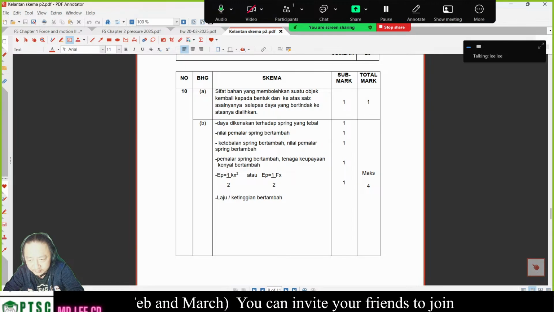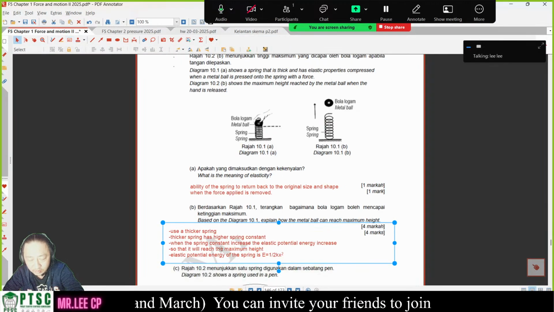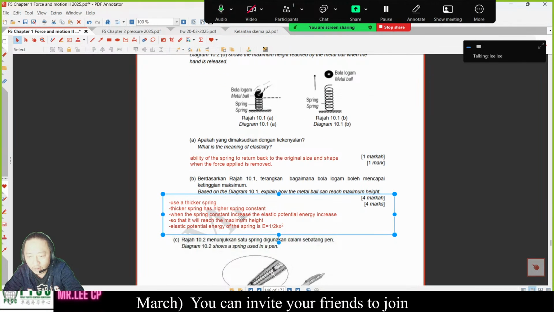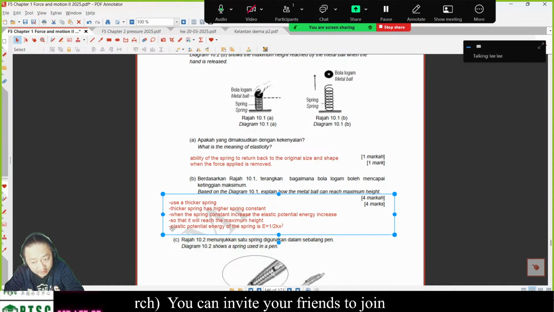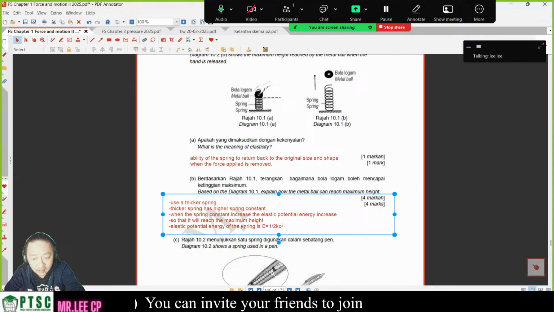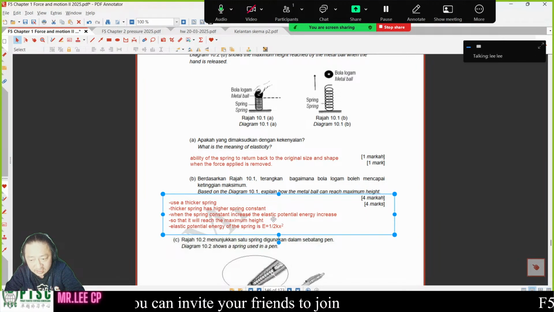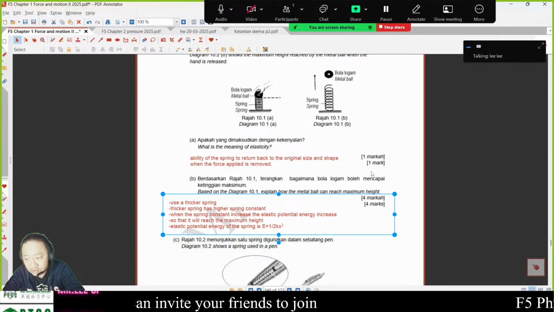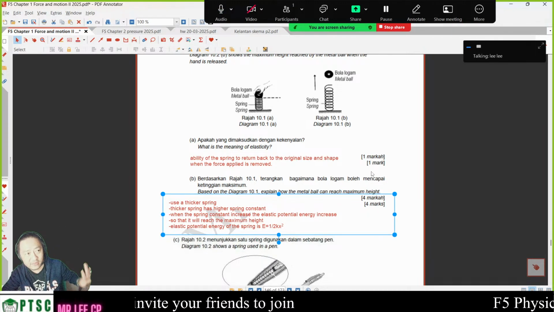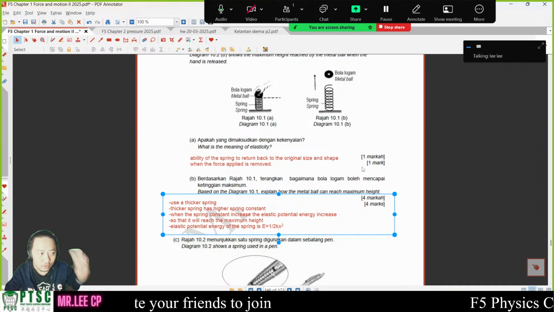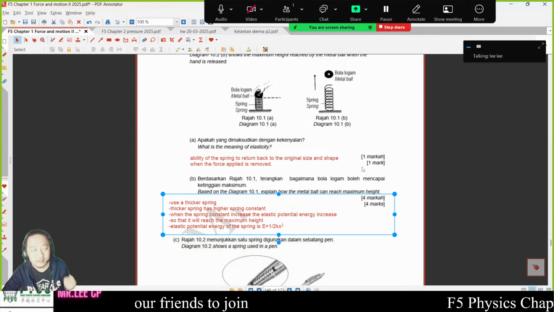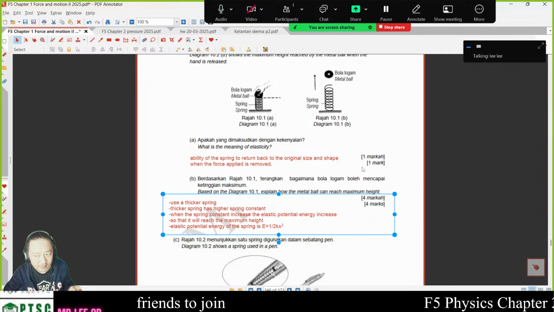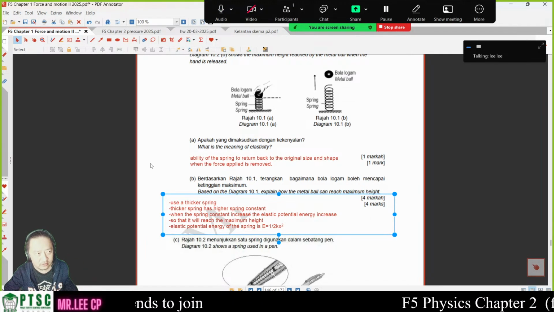So where I got it, and then the formula put in, yeah, I got it. So I only got, it will reach the maximum height, 1 mark. And then elastic potential energy of the spring is half kx squared. So I got 2 marks. So this question, 4 marks, I told you, you must be able to get 2 marks. Right? In SPM, if you are able to get 2 marks, you have a chance to get A. All right?